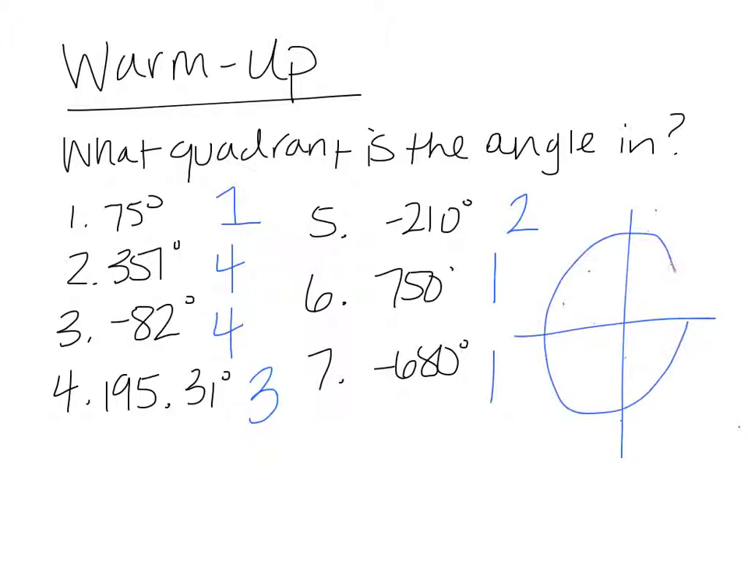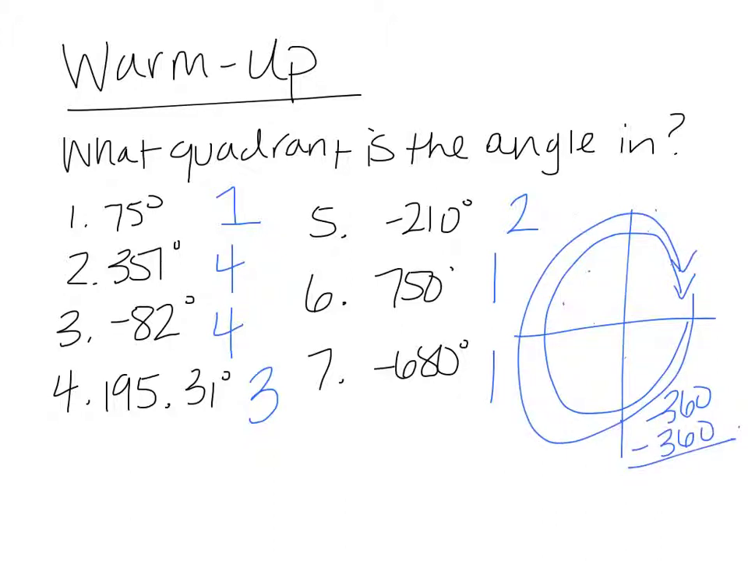Negative 680, we're going this direction, so that's negative 360. If we go again, negative 360, what's that put us? 720, which is a little bit too far. If we went back 40 degrees, we'd be here in the first quadrant at negative 680. Do you guys remember your quadrants?